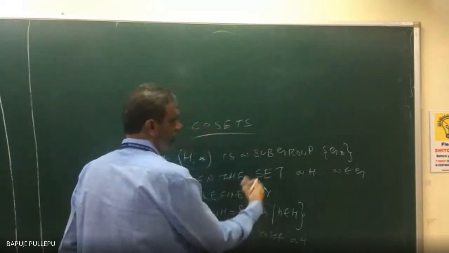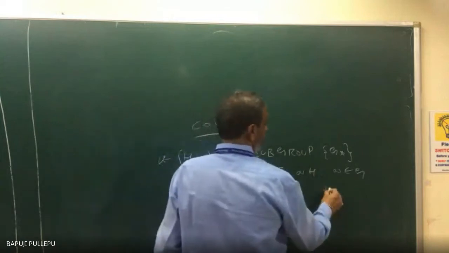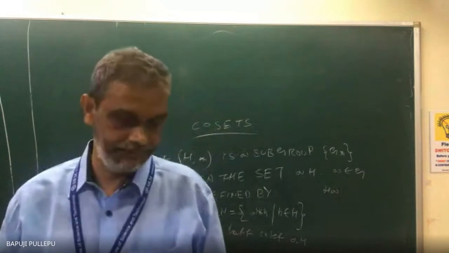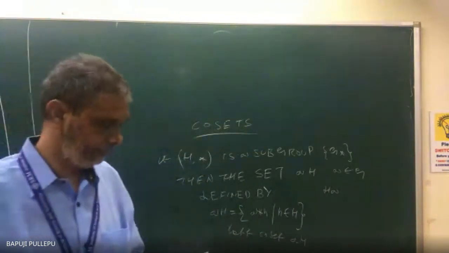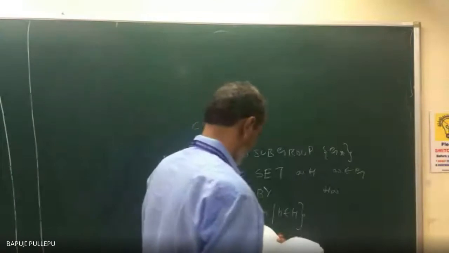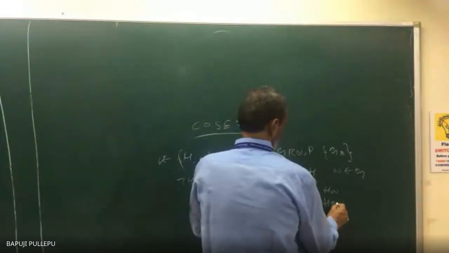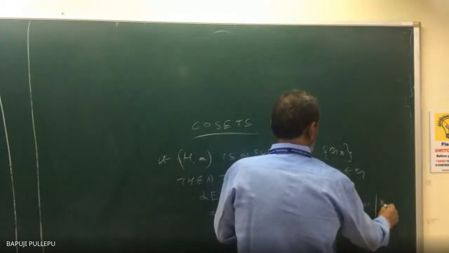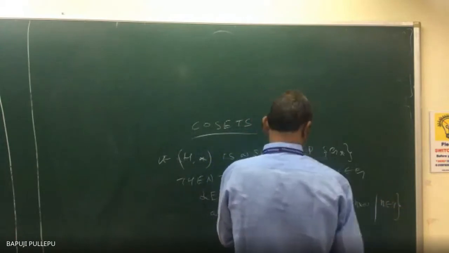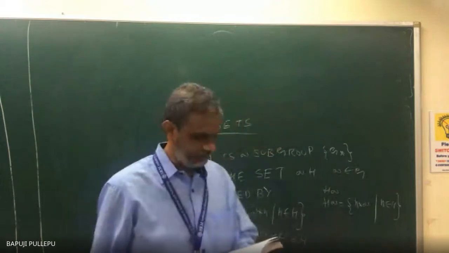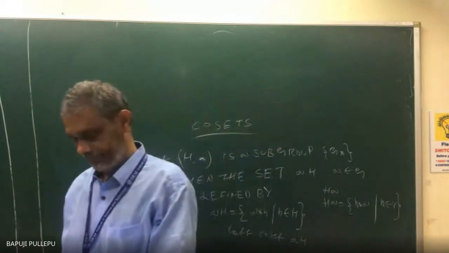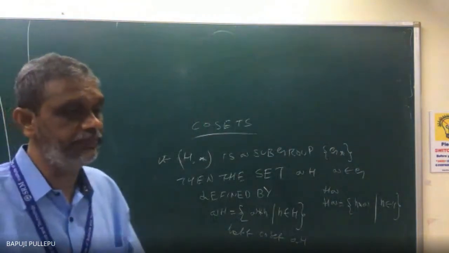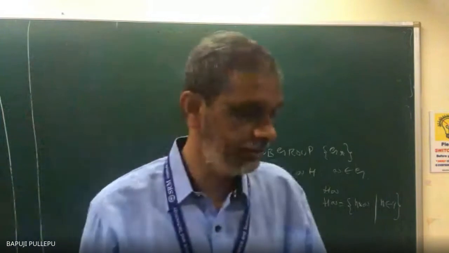Right coset means what you will get? H A you will get, that is h star A. Similarly, the set of all h star A such that h belongs to H is called the right coset, generated by A belongs to G, that is important. A belongs to G, h belongs to H.